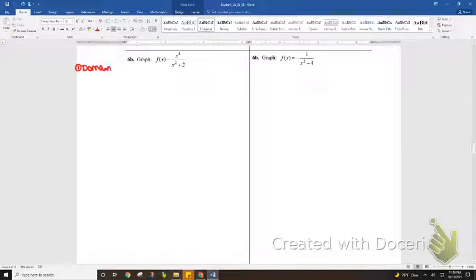Okay, so for the domain, I see I have a fraction with x in the denominator. So I know that x squared plus 2 cannot equal 0. So solve for x. X squared cannot equal negative 2. Take the square root. X cannot equal plus or minus i square root of 2. So therefore, there's no restriction for our domain, so it's negative infinity to infinity.